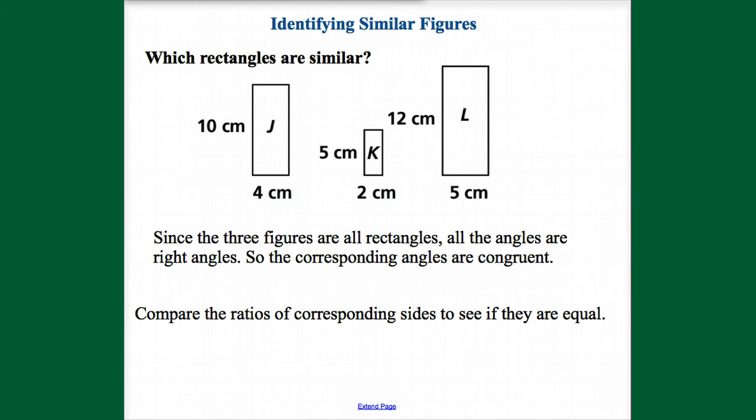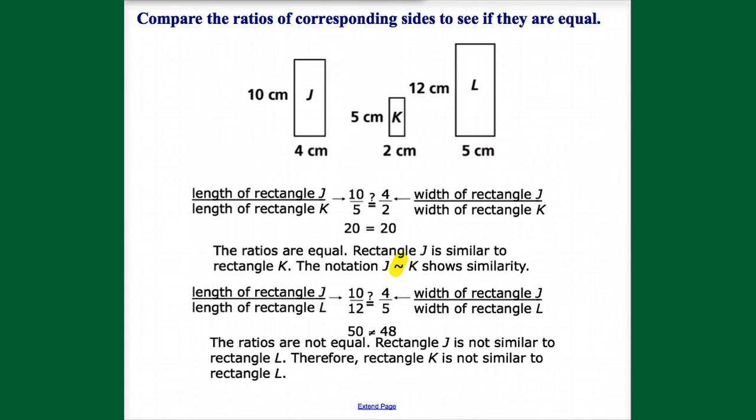So when we're identifying similar figures, we have to understand, first of all, what makes them similar. Well, they're all rectangles. They all have 90-degree angles, so all of those conditions are true, so they can possibly be similar rectangles. But the last thing we need to find out is, are their side lengths in proportion? So we have to see that. And we're going to check that out here.